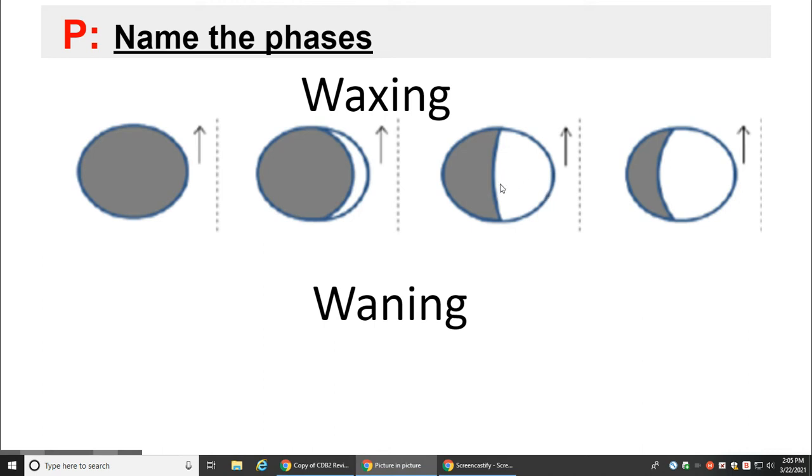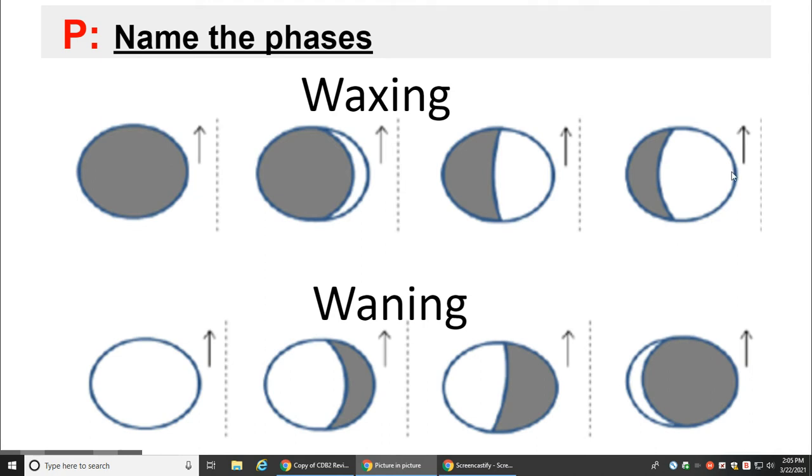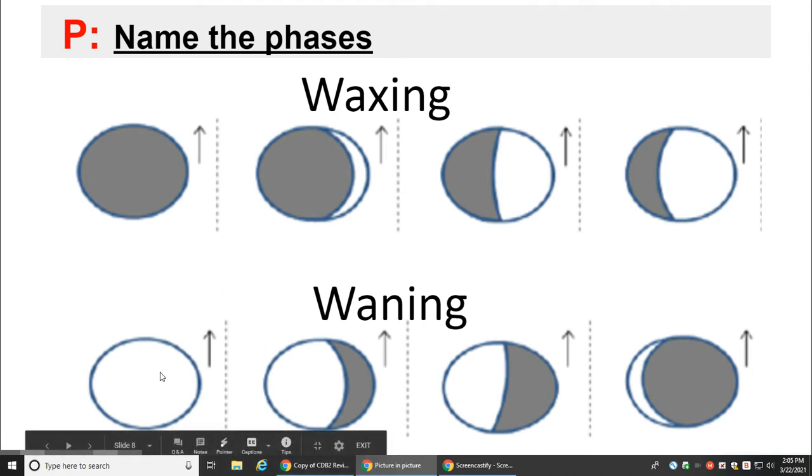Then we increase a little more and we're half of a moon, light on the right. So this would be a first quarter. And then more than half would be your gibbous shape, light on the right. We're a waxing gibbous. So new moon, waxing crescent, first quarter, waxing gibbous. And then you would grow in illumination and then you're full.